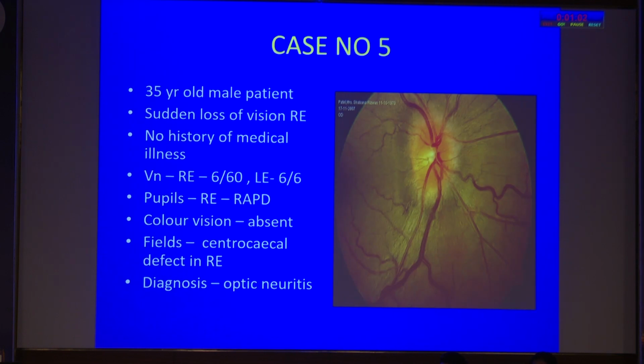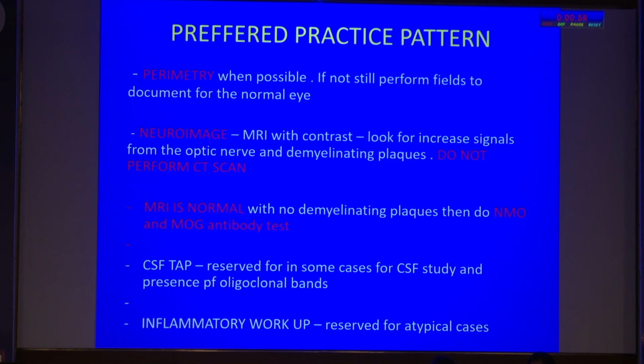The next case is that of an optic neuritis, which I'm not going to touch on because there's another talk on that. The only thing that I'd like to highlight in optic neuritis patients is that do not do a CT scan to come to your diagnosis. Do not treat these patients with oral steroids, and there's no role of retrobulbar injections of steroids.